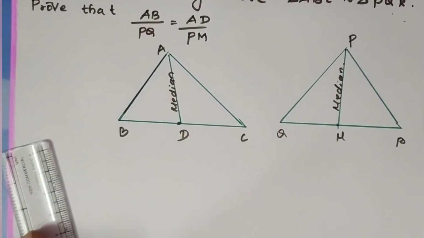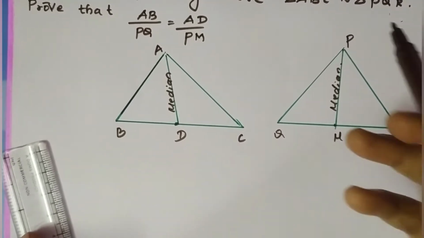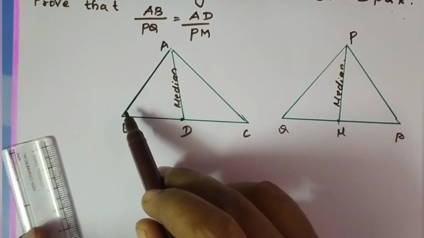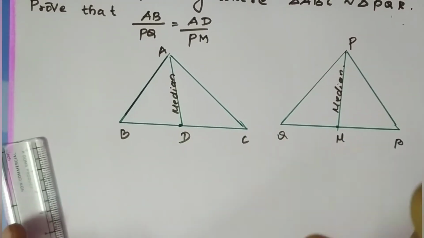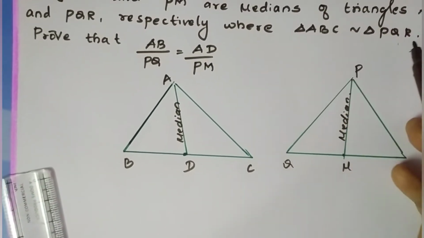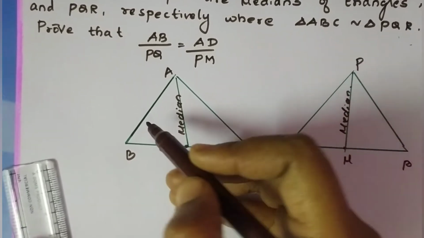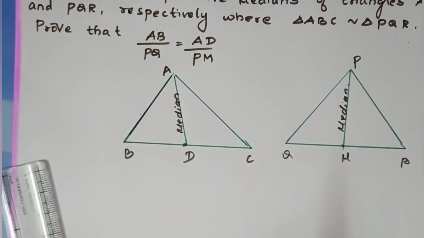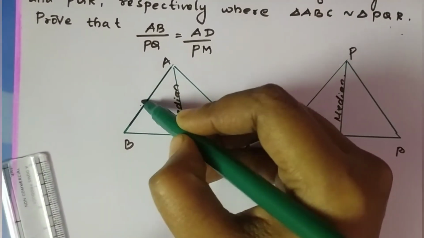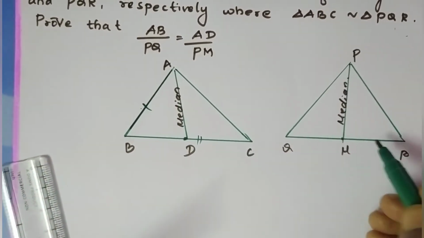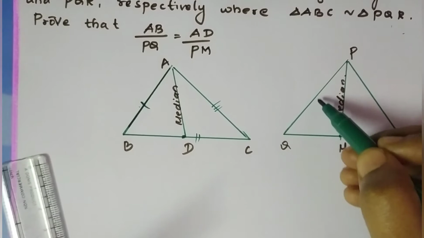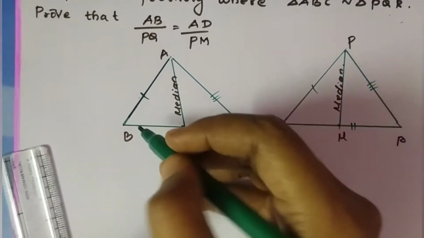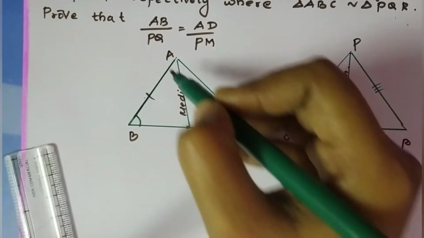Since the two triangles are similar, we can tell that the sides are in proportion and angles are equal. The sides are proportional, and the angles are equal.